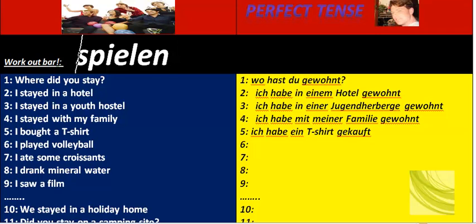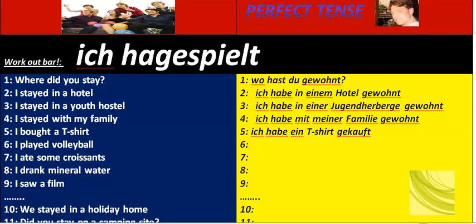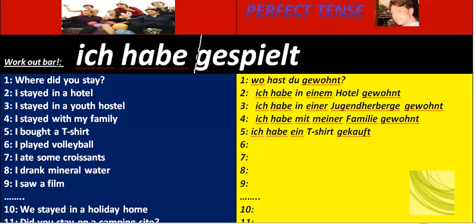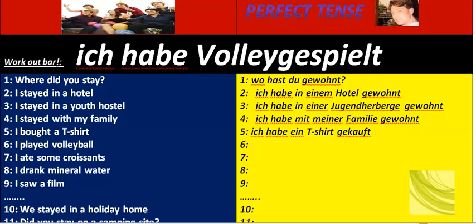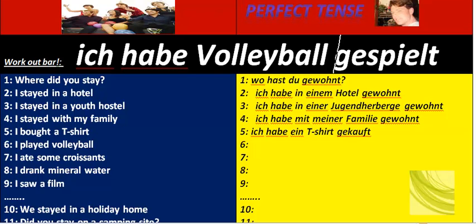Okay, same pattern. GE at the front. Get rid of the N, replace it with T. So, I played, ich habe, I have played literally. Okay, and volleyball is Volleyball. So, ich habe Volleyball gespielt.